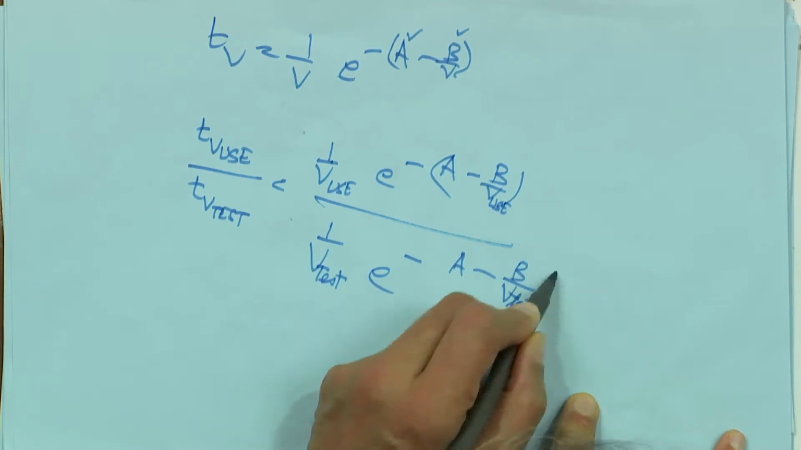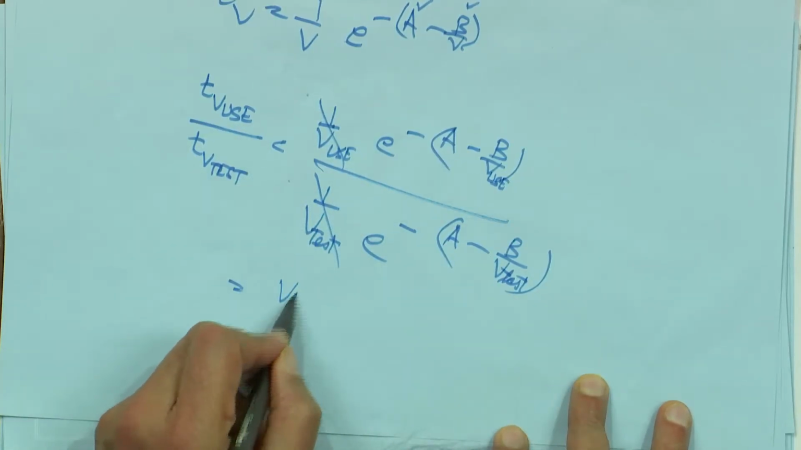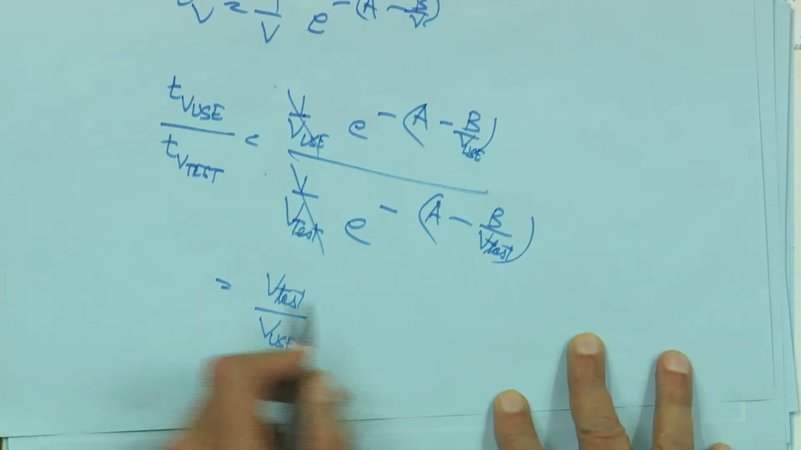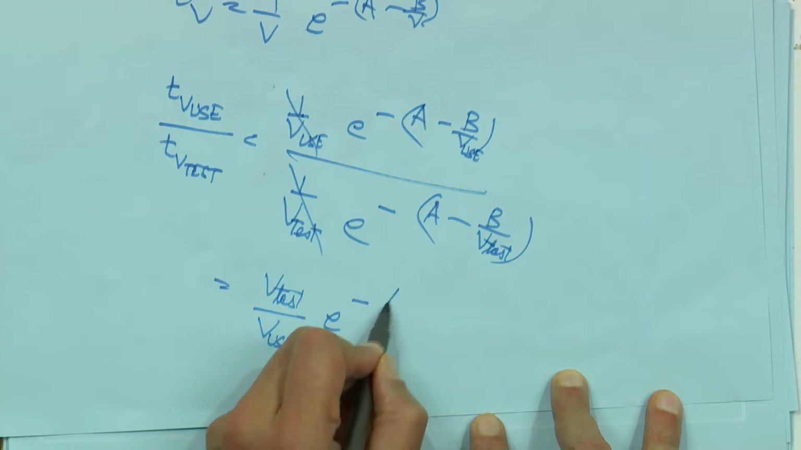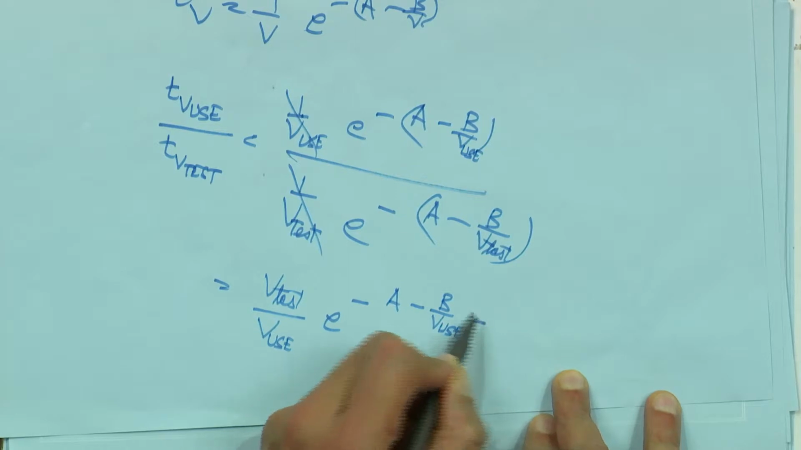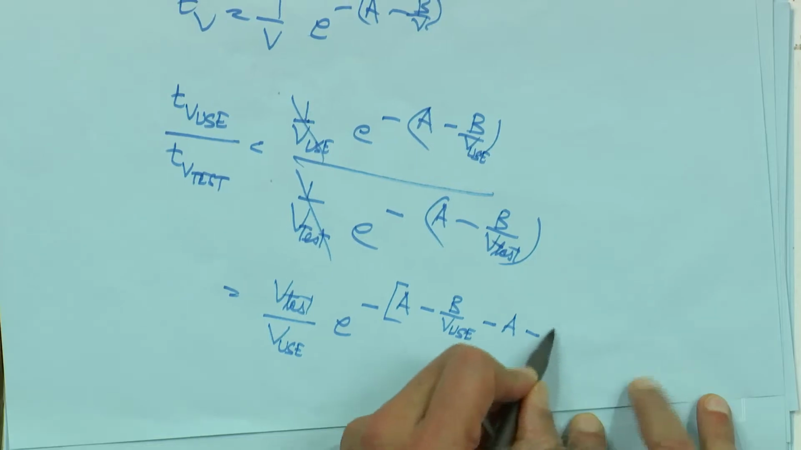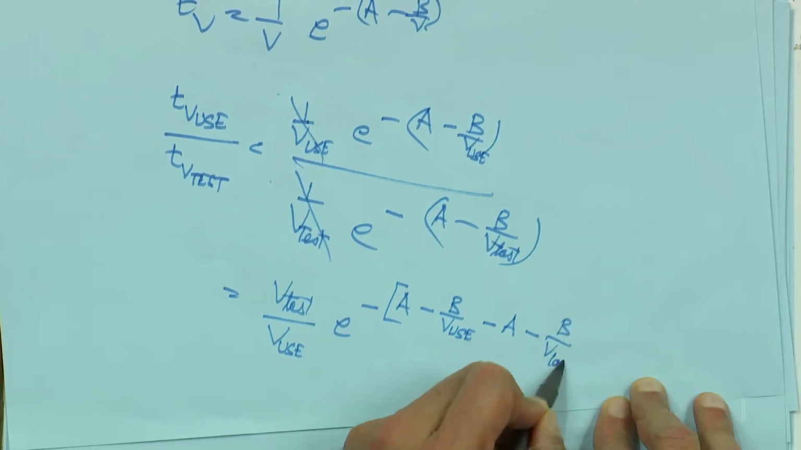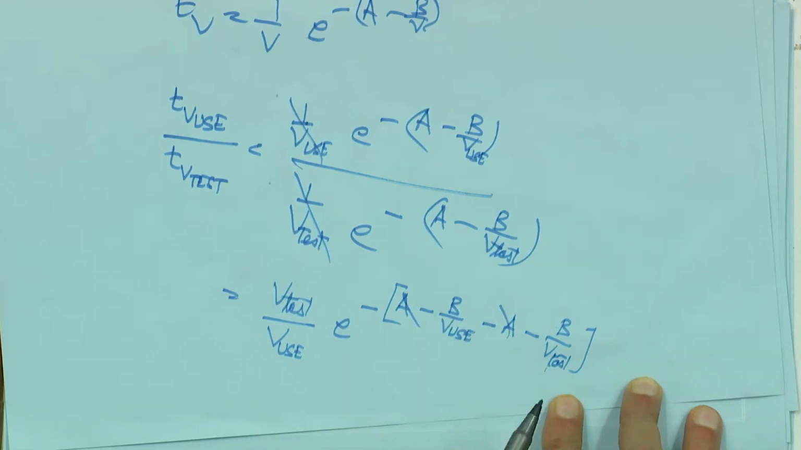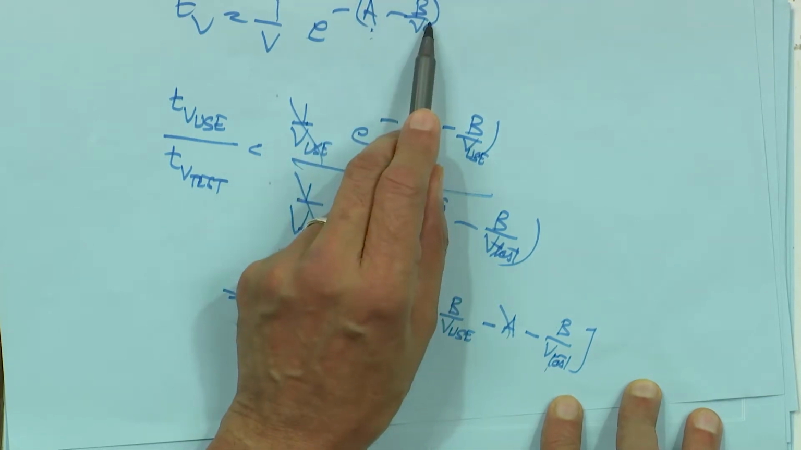V in the test. So now this, sorry, that doesn't cancel, my bad. That's V test divided by V use, e to the power minus A minus B over V use minus A minus B over V test. And the A cancels out. You're left with B over V use minus B over V test. So once again, one material constant got canceled out. You're left with one material constant. Okay?